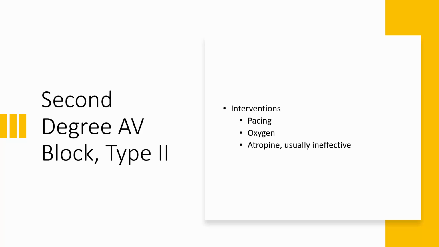Now, if this is not due to medications or something underlying, such as some type of procedure that we've done, then the patient will have to have a permanent pacemaker. That is what long-term management is for recurrent second-degree type 2.